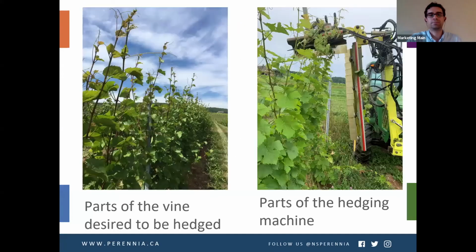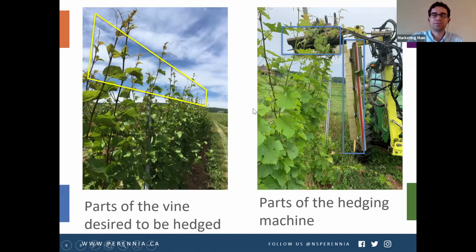Sorry. So parts of the vine desire to be hedged: it's the top. Here we have the same plot of Luckett that I showed before, but now already quite high. For the people doing manual hedging, this is the hedger. We have a side, because if we have laterals going out, they can be cut, and on the top to be hedged.